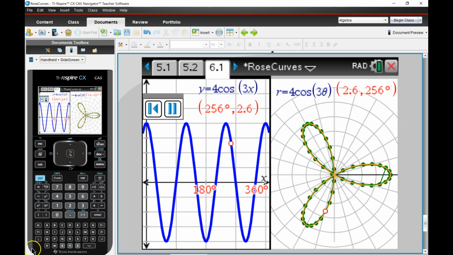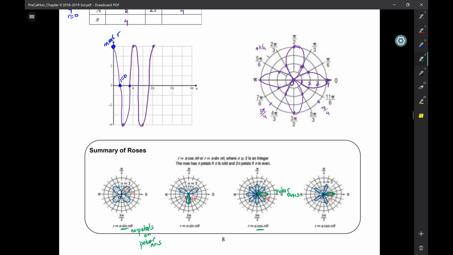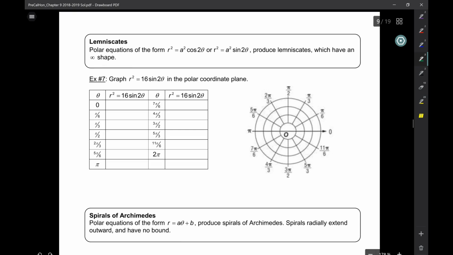Okay. So we're going to do the lemniscates. The lemniscates have the equation of the form r squared equals a squared cosine 2 theta, and they produce shapes that look like infinity symbols. So the first thing we're going to do is r squared equals 16 sine 2 theta.